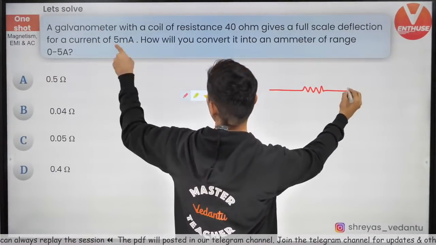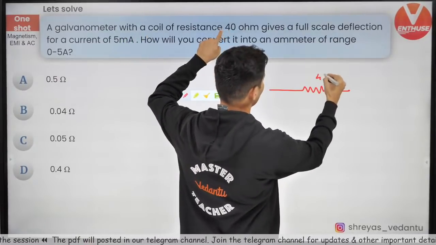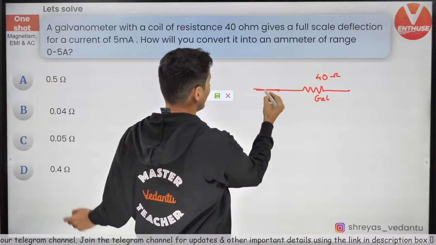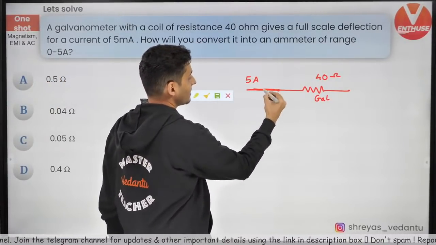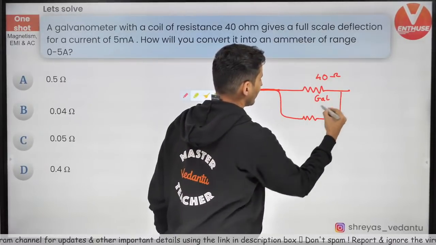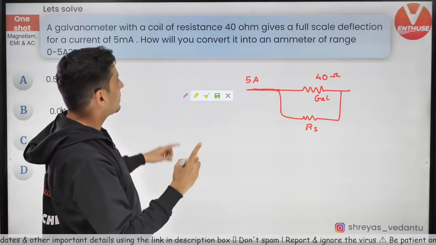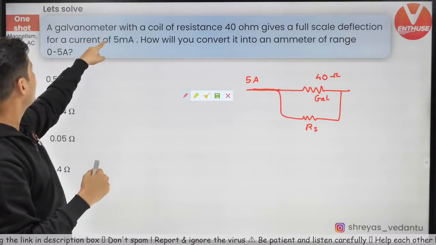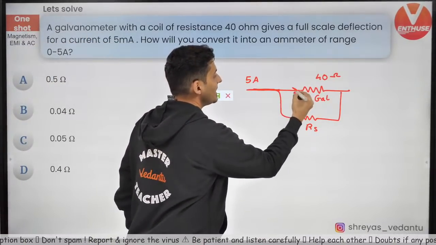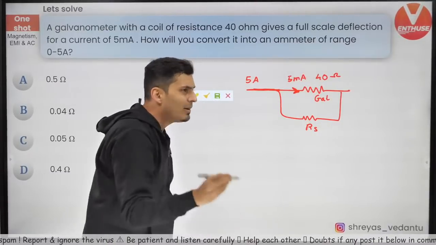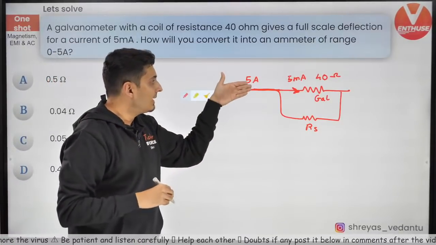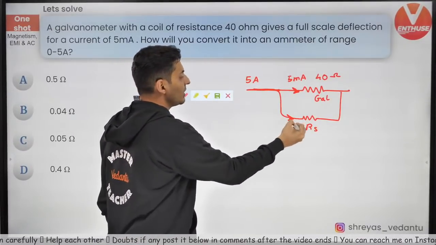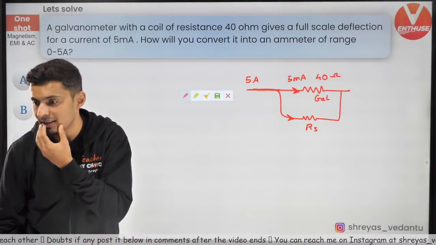So we have a galvanometer. What is the resistance of the galvanometer? 40 ohms. This is your galvanometer. And then the range is 5 ampere. What did I say? You always have the range over here. This is 5 amperes. You have to bypass it through the shunt. So this is the shunt resistance. Now the question is, you want to convert it into an ammeter of this much range, and the full scale deflection current is 5 milliamperes. So only 5 milliamperes can flow over here. If 5 milliamperes can flow through the galvanometer, out of 5 amperes, hardly 5 milliamperes is going. So my question to all of you is, how much is going through the shunt? Think about it.